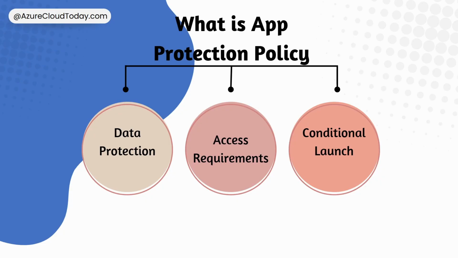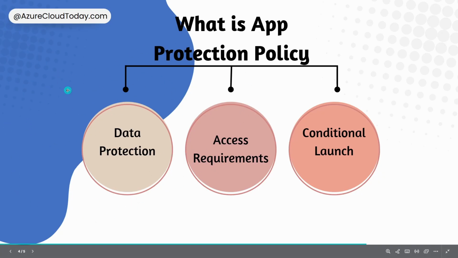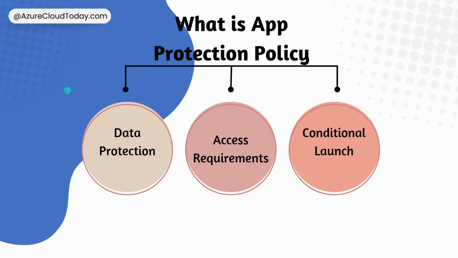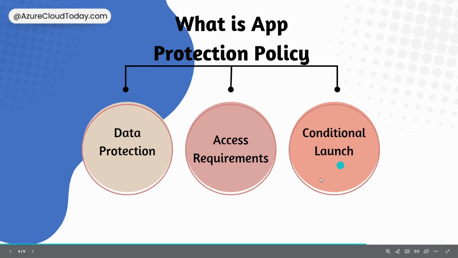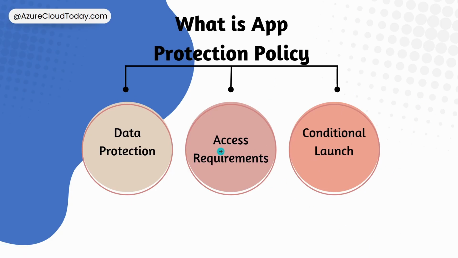There are three things involved in an app protection policy, and we will walk through all three of them. Data protection over here controls where company data is allowed to go. Access requirement is your PIN and biometrics. And conditional launch sets the condition the app checks every single time it opens.